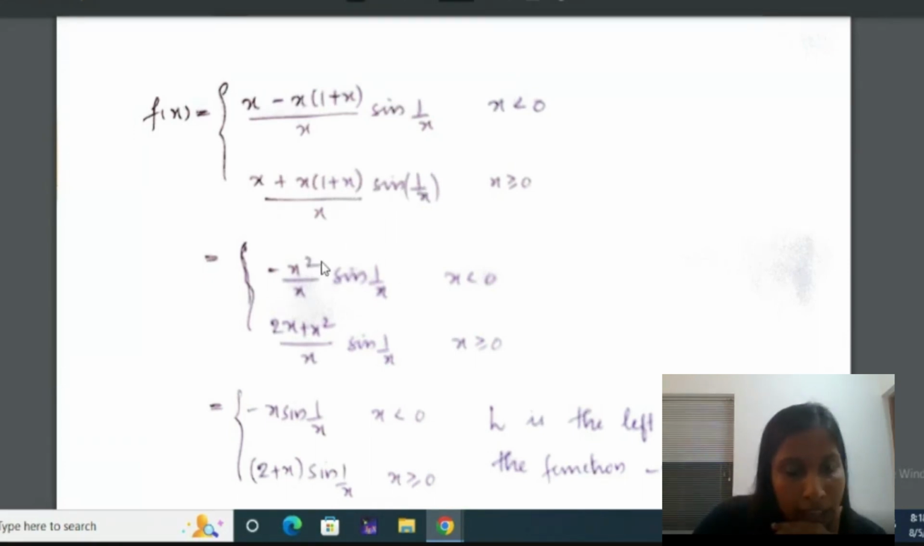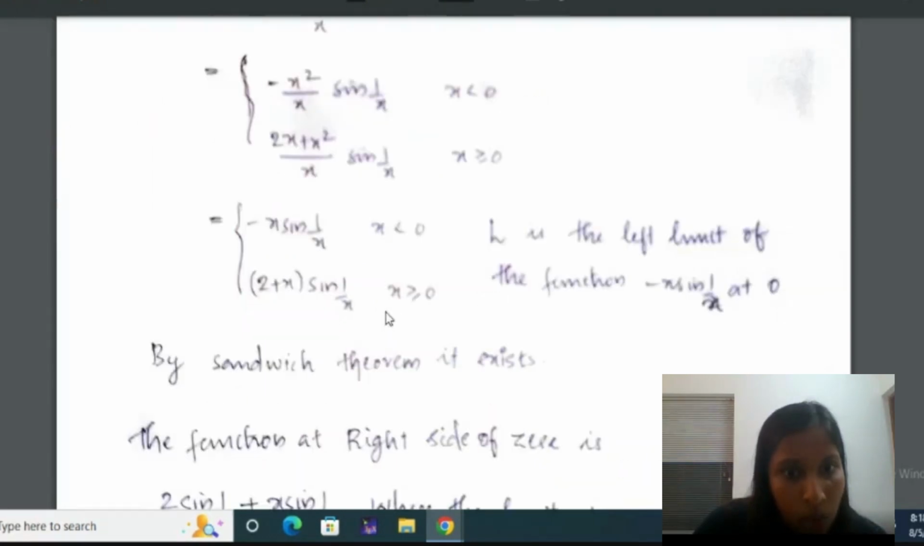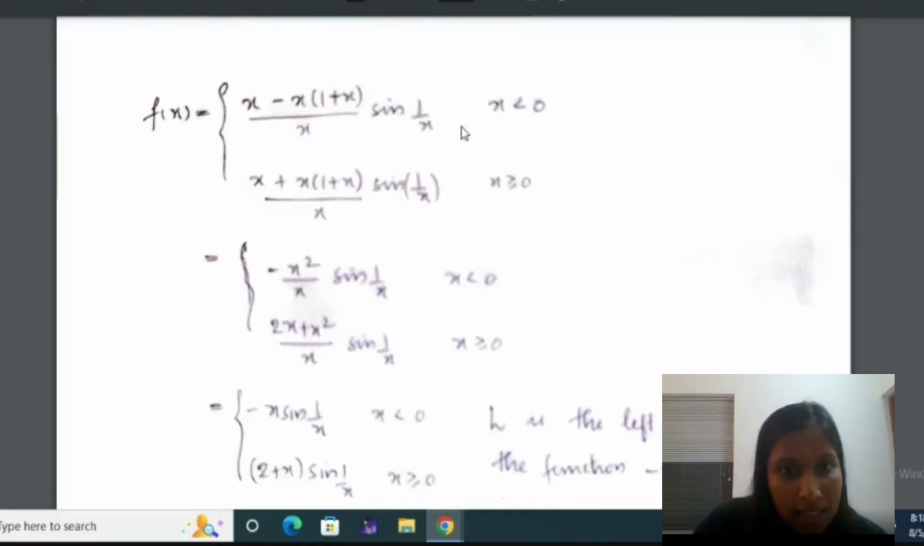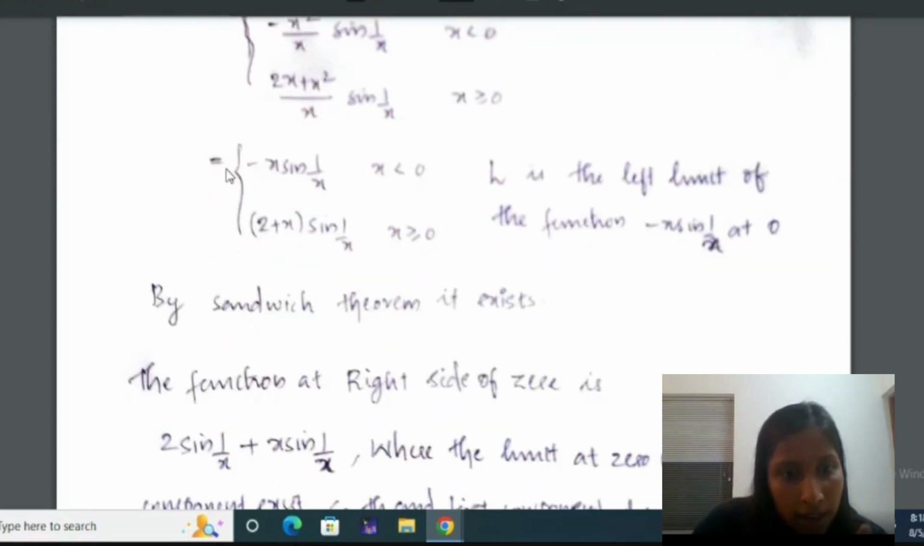So the function definition will be redefined as minus x square by x sine 1 by x, where x less than 0, and 2x plus x square by x sine 1 by x, where x greater than 0. So our actual function will ultimately be this one: minus x sine 1 by x, where x less than 0, and 2 plus x sine 1 by x, where x greater than or equal to 0. Okay.